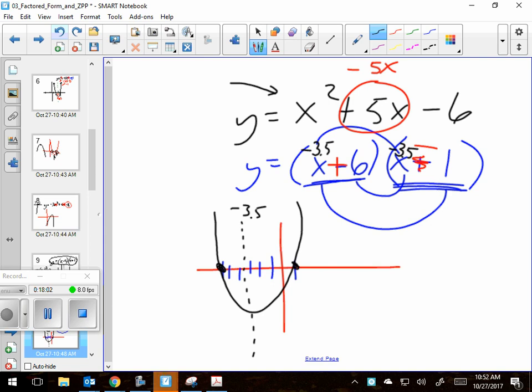How did I get negative 3.5? Remember, you can average them. You can average 1 and negative 6. If you average them, you add those together, it makes negative 5. You divide it by 2. Oh, wait a minute. That's negative 2.5. I'm glad I checked myself.